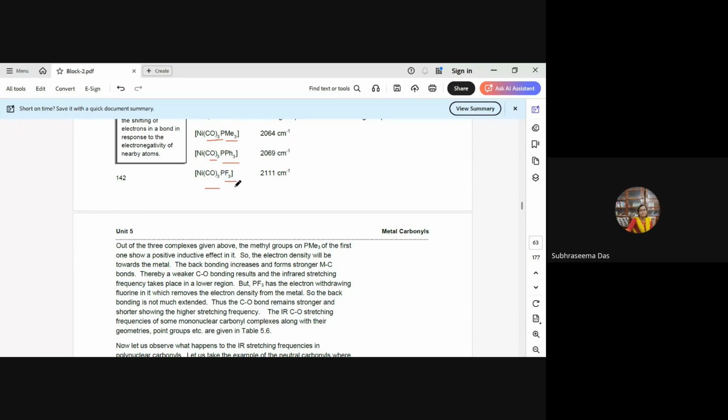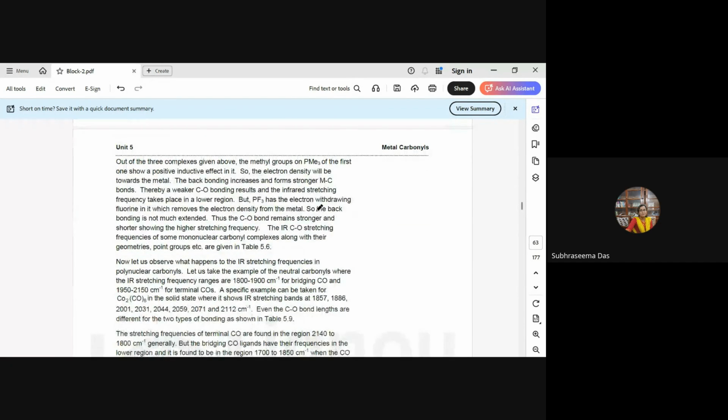So once the pi bonding is reduced, then the metal to carbon bond is weaker and the CO bond gains strength. Thus once the CO bond is strong, then it absorbs at a higher stretching frequency. So this is how we differentiate, or we say the stretching frequencies are affected by the presence of the different electronic groups across the central metal atom.